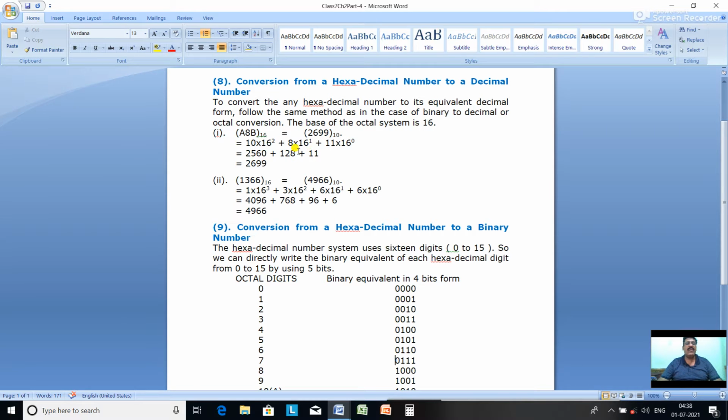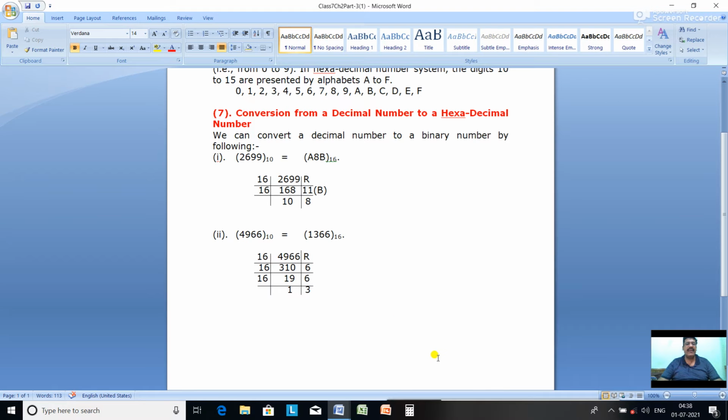Now add 1 plus 8, 9, 9 plus 0, 9. Then 1 plus 2, 3, 3 plus 6, 9. Now 1 plus 5, 6. And 2, so 2699.